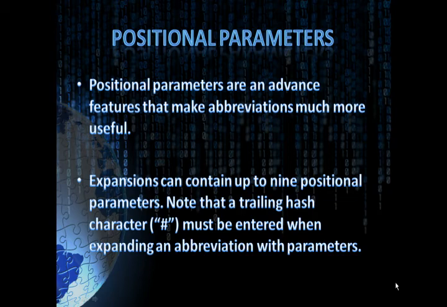Positional parameters. Positional parameters are an advanced feature that make abbreviations much more useful. Expansions can contain up to 9 positional parameters. Note that a trailing hash character must be entered when expanding an abbreviation with parameters.